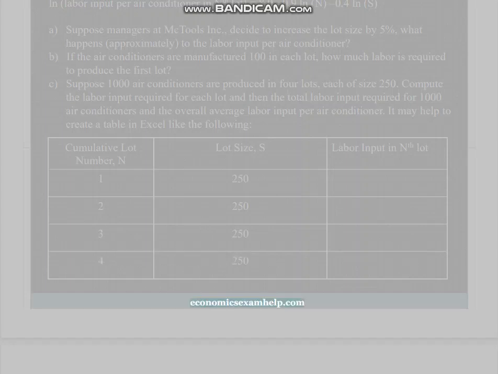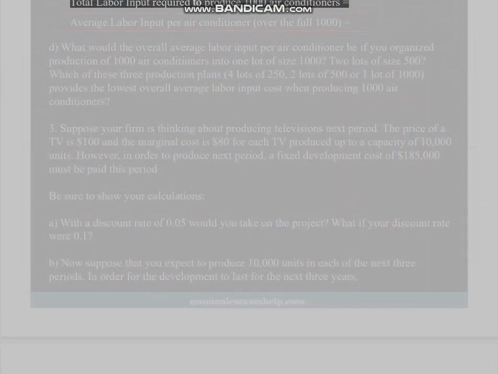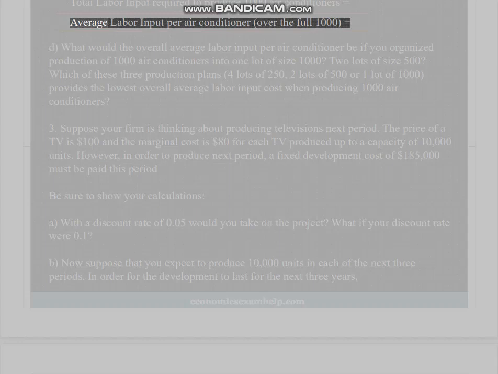4: 250. Economicsexamhelp.com. Total labor input required to produce 1,000 air conditioners equals ___, average labor input per air conditioner over the full 1,000 equals ___.